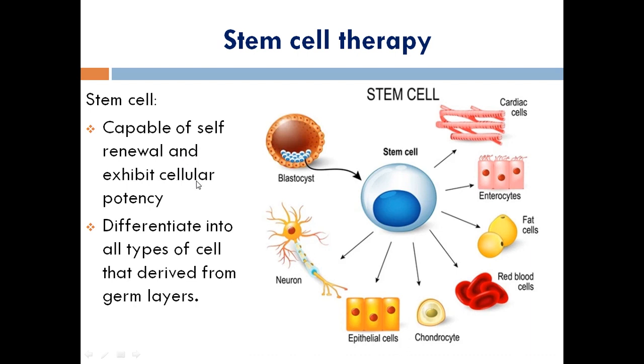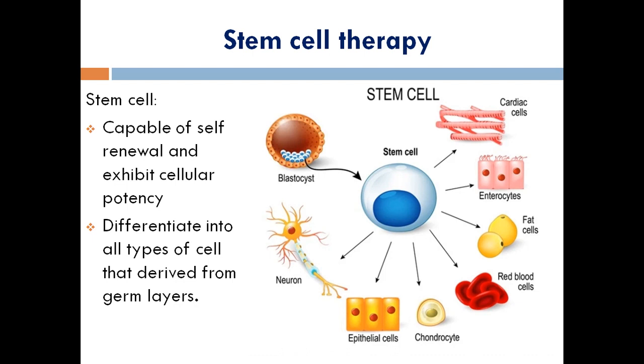So what is the normal function of a cell? The same functions will occur with the stem cells. The second one is that it differentiates into all types of cells derived from the germ layers. Usually we have a concept called the germ layer. After the fusion of an egg and sperm, it forms the zygote. The zygote will undergo several divisions to form a blastula stage. From that it forms the gastrula, which forms different layers, and those we call germ layers. So there are three germ layers: ectoderm, endoderm and mesoderm.